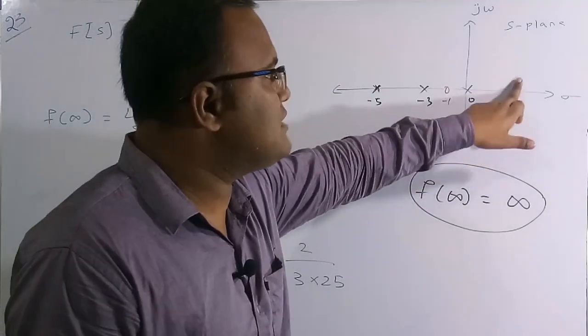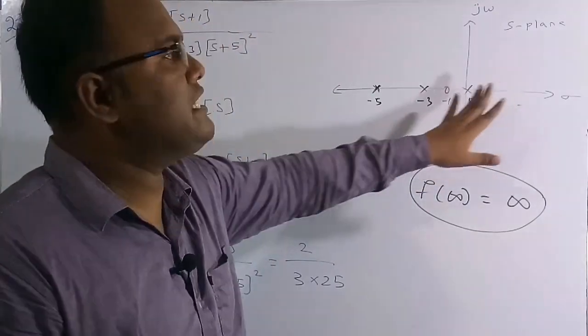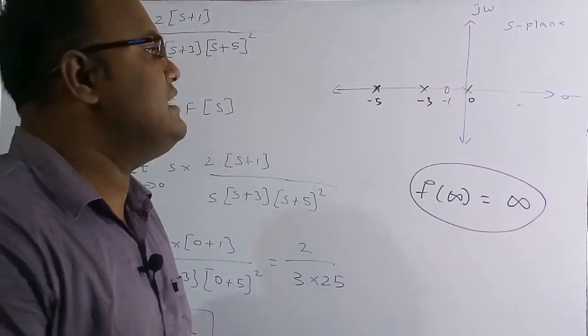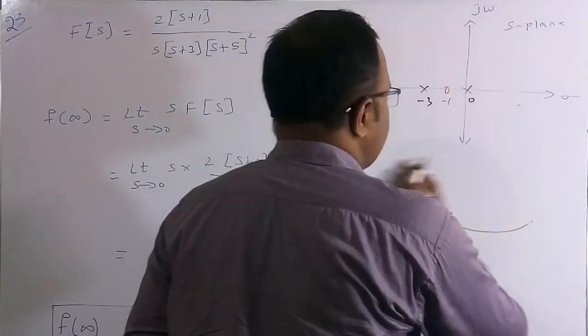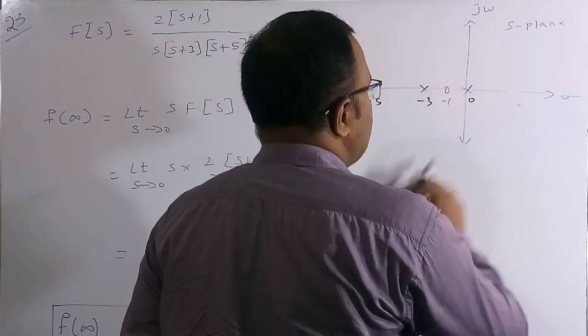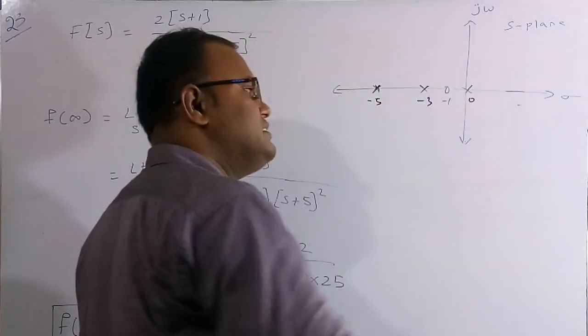But in this diagram you can see not even one pole is in the right half of the S-plane. So we can conclude that this system doesn't have any increasing exponential. Therefore we are going to get some finite steady state value.